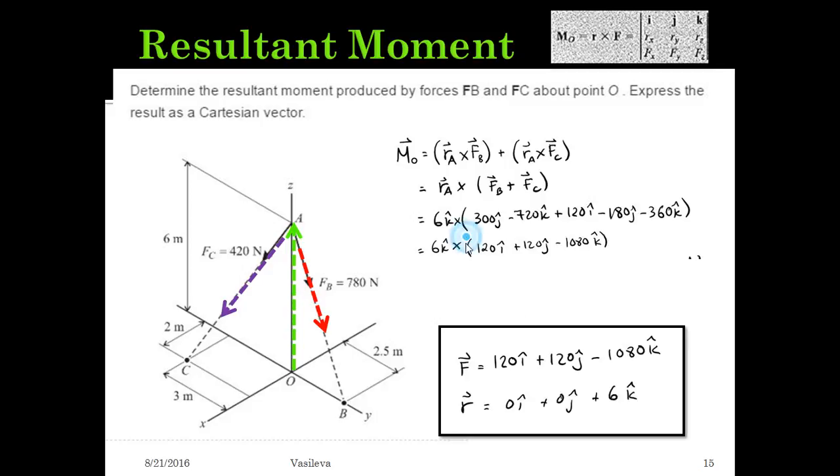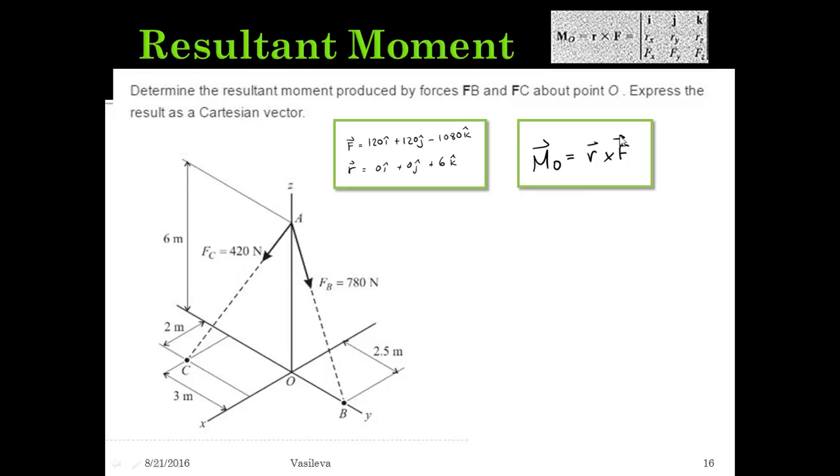6K. So I end up with my original position vector, which is 0I, 0J plus 6K, and a new force vector, which is just the summation of FB and FC. And I end up with 120I, 120J minus 1080K. So from here, I just want to take the cross product of these two. But we need to keep in mind that it's always R cross F, so R always needs to remain first and then the force. So for the cross product, you create your little matrix, IJK. This is all of the coefficients of R and all of the coefficients of the force.